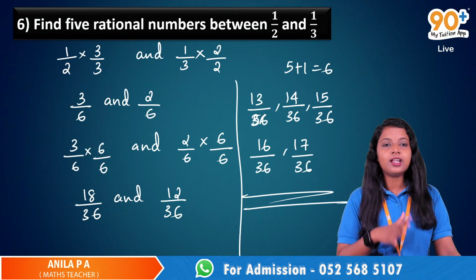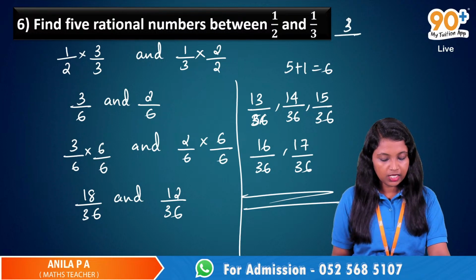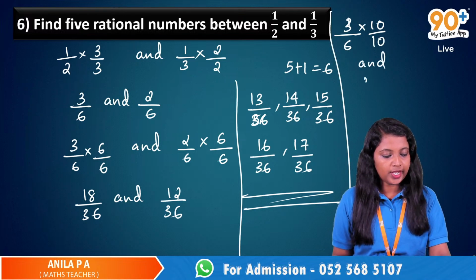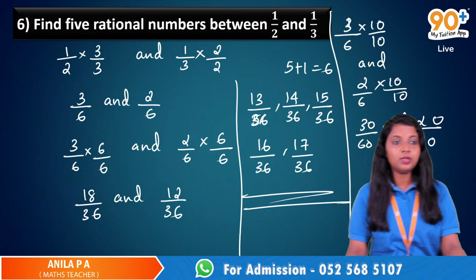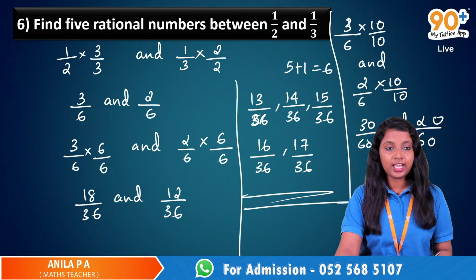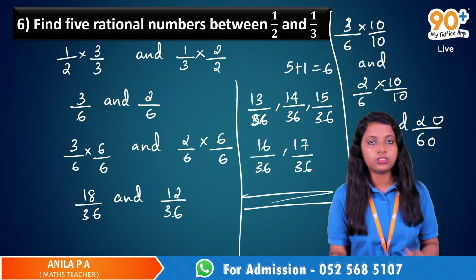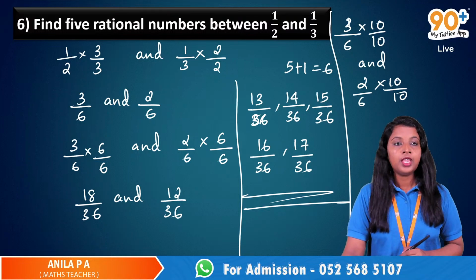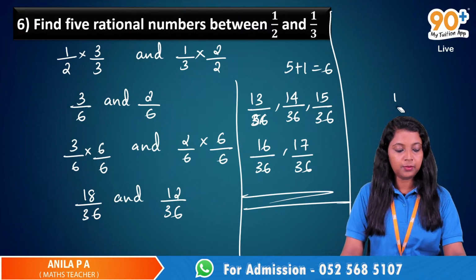And usually we just take 5 plus 1, 6. If you take 3 by 6 into 10 by 10, and the other one is 2 by 6 into 10 by 10, you will get 30 by 60 and 20 by 60. So between 20 by 60 and 30 by 60, you can find actually 10 numbers, but we just need 5 numbers. So you can choose any 5 numbers and write them. Any number greater than 5 is okay. So these are the numbers lying between 1 by 2 and 1 by 3.